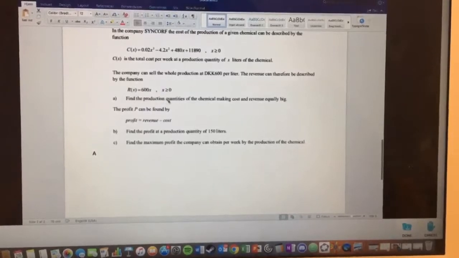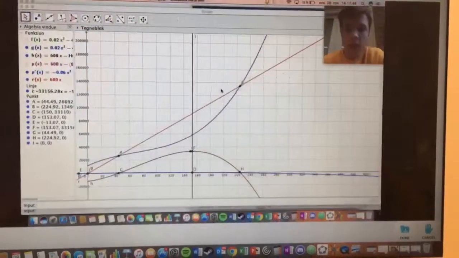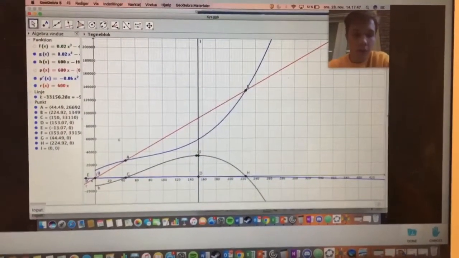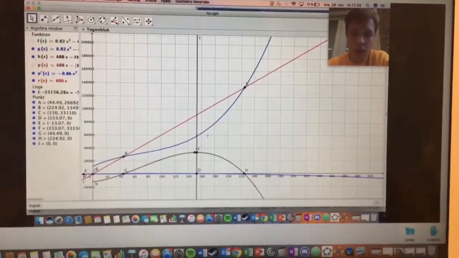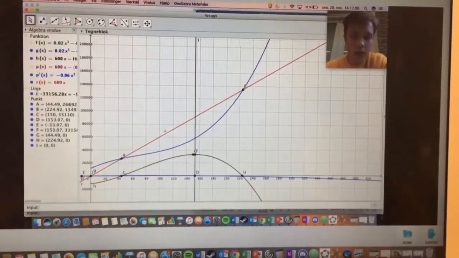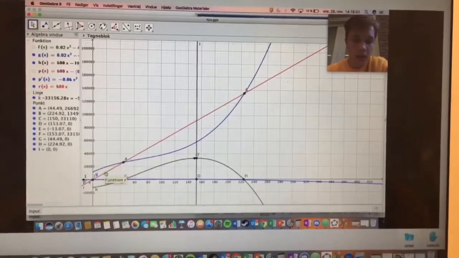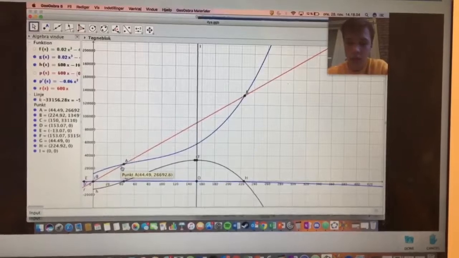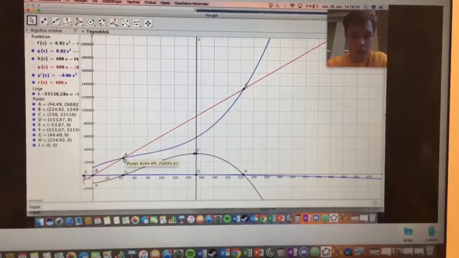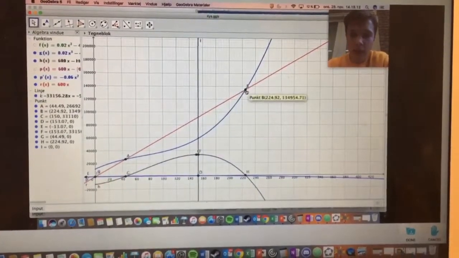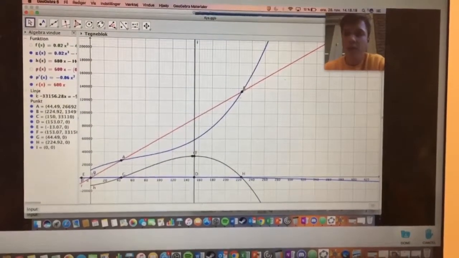And task A is find the production quantities of the chemical making cost and revenue equally big. So we have here the graph, and the one you see here is the cost. You can see here the long formula, the first one I read, and the second, red here, is the revenue. That is just 600x, and we have to find out where they equal each other, and that is in point A here. You can see the number here is 44.49 units, and point B here is 224.92 units. So yeah, that is task A.